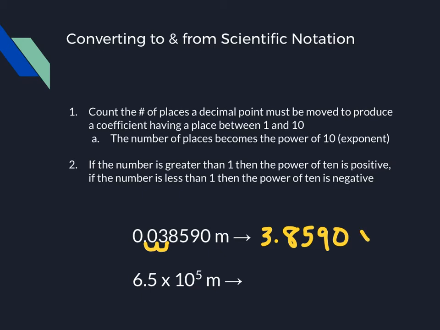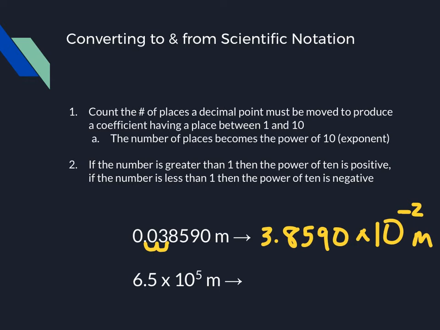So I need to also include the power of 10, so I have 3.8590 times 10. I moved the decimal 2 spots, and the number was originally less than 1, so it's a negative 2. And then my meters, my units, goes at the very end there. A lot of people tend to put their units right here instead, in between. Please do not do that. That's incorrect. Make sure that you put it at the very end.